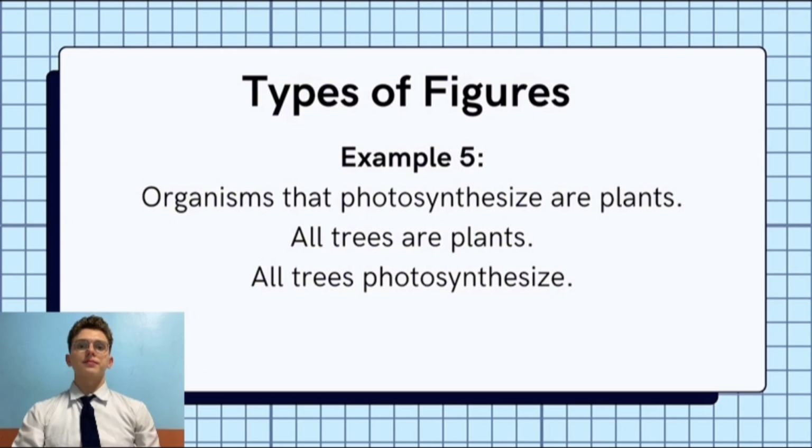Example 5. Organisms that photosynthesize are plants. All trees are plants. All trees photosynthesize. In the fifth and final example for figure 2, the middle term is plants. It appears on the right in the first premise and remains on the right in the second premise. With that being said, we can confirm it belongs to figure 2.